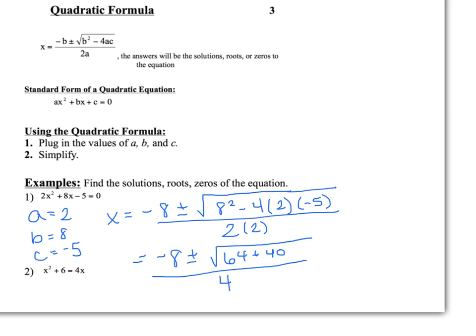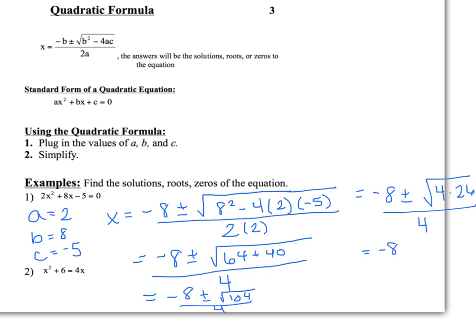So then I want to simplify what's underneath my radical. So -8 plus or minus the square root of 104 divided by 4. So if I keep on going, I'd have -8 plus or minus. I want perfect squares that go into 104, which is 4 times 26. No other perfect squares or larger perfect squares will go into it.